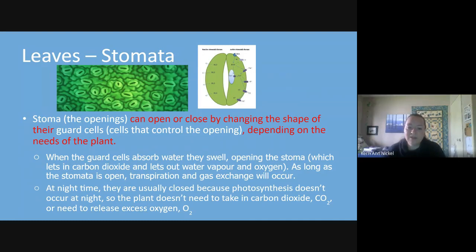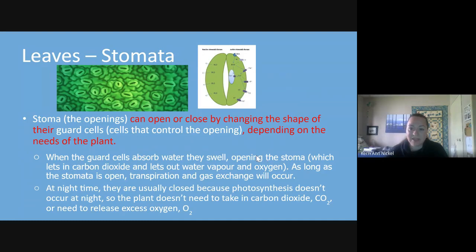So when the guard cells absorb water, they swell up, they open the stoma, and that allows carbon dioxide to come in through diffusion. It allows water vapor and oxygen to diffuse out. And as long as the stomata are open, transpiration and gas exchange will occur.